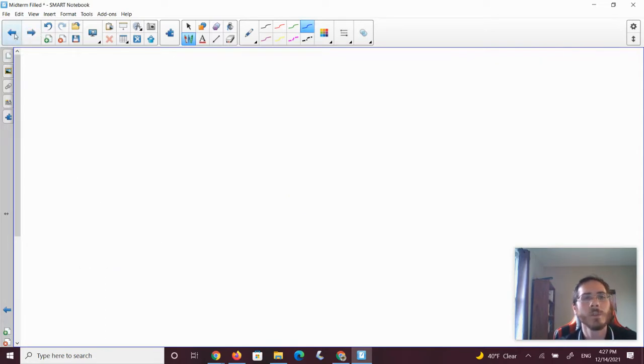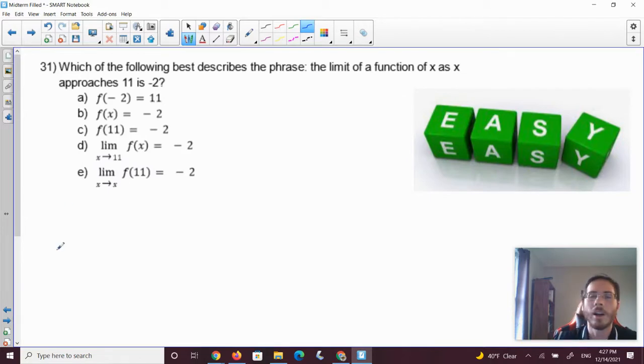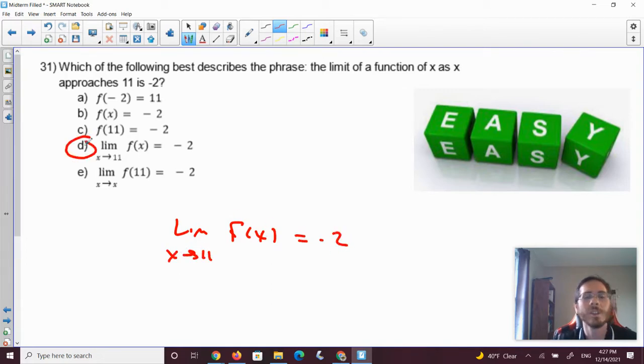Final question then. Oops, everyone got this one right. About limit notation. We did a good job translating the limit notation. The limit of a function of x as x approaches -11 is -2, and then that ends up being d. So that was pretty good. So everyone got that one as well, but I like that one. It was a good choice.